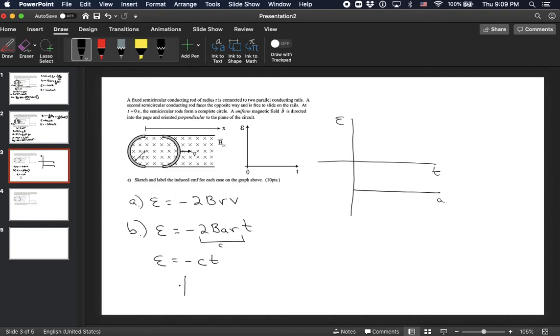So if it was just C times T, I would have something that looks like this: E is equal to CT, and this is T. I would have just a line like that. But now for this case, it's a negative. And so what does that mean? Well, I'd still start at 0, but I have a negative slope. So I'm going to do something like that.